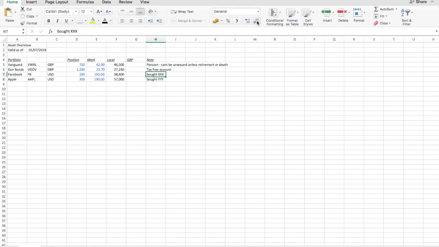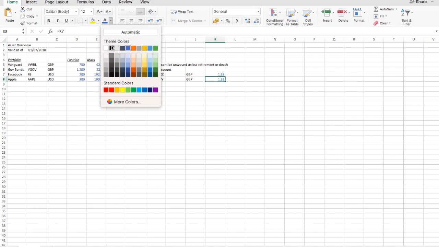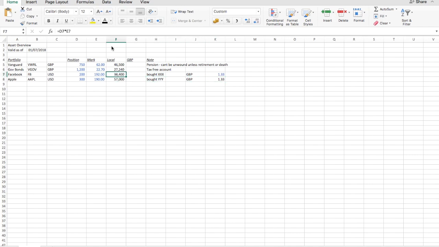What we should also have is the pound-dollar FX rate. Let's say it's roughly 1.33 now. Again, that should be a blue number, and therefore this is a black number. So now we know that the local value is not the mark times the position; we have to divide by the currency to get into pounds. Sorry, what I mean by local is whatever currency it's quoted in, and then in pounds it's equal to the local currency divided by the FX rate. So here you have your portfolio.